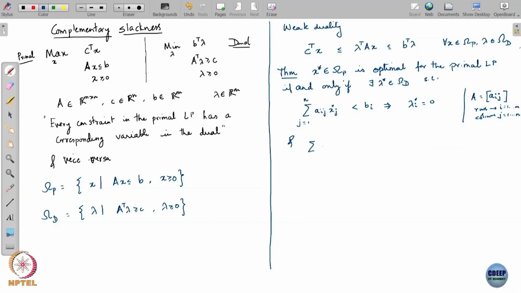The other condition is that if I consider the summation of lambda star i A_ij, i running from 1 to m, that is less than c_j, this implies x star j equals 0.